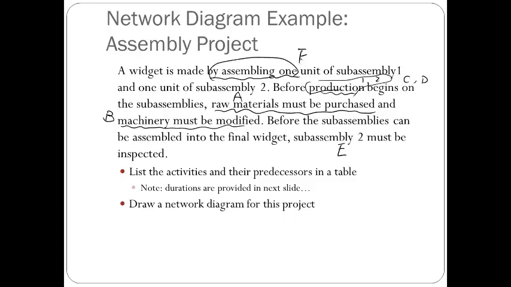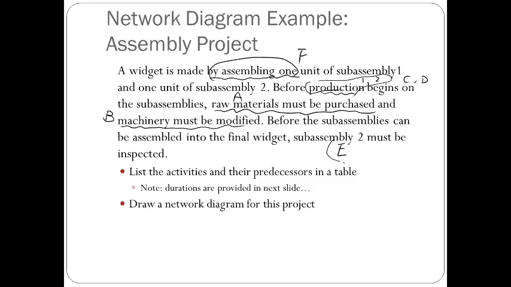Okay, so then I'll show you the table here. We'll say A and B are the first two activities, and they don't have any predecessors. Then we go to C. The production begins, C and D, so they do have A and B as the predecessors, and then they go to E.